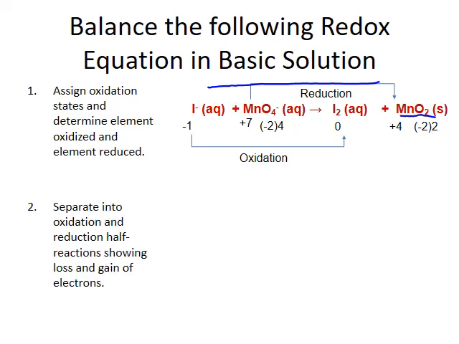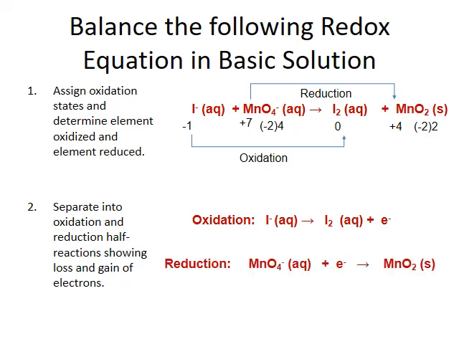Now we can separate our reaction into oxidation and reduction half reactions. And our oxidation half reaction will be the iodide ion on the left going to the neutral diatomic iodine molecule on the product side. And we'll also put in the electron symbol on the product side to show that electrons are lost during oxidation. For the reduction half reaction, we have our reactant permanganate ion plus an electron symbol to show that electrons are being gained during reduction. On the product side, we have manganese dioxide.